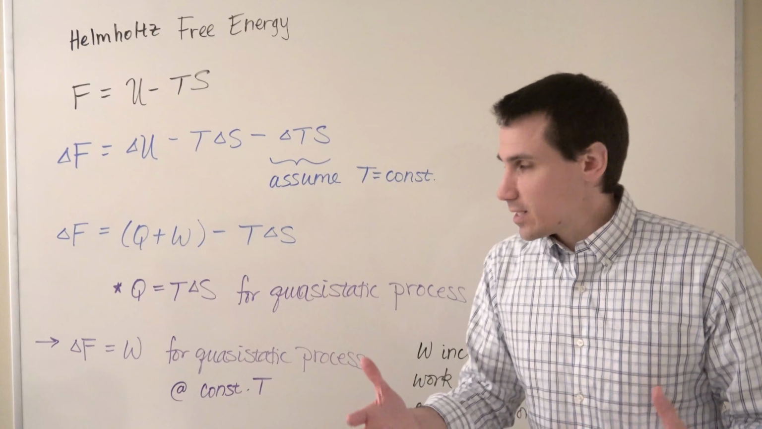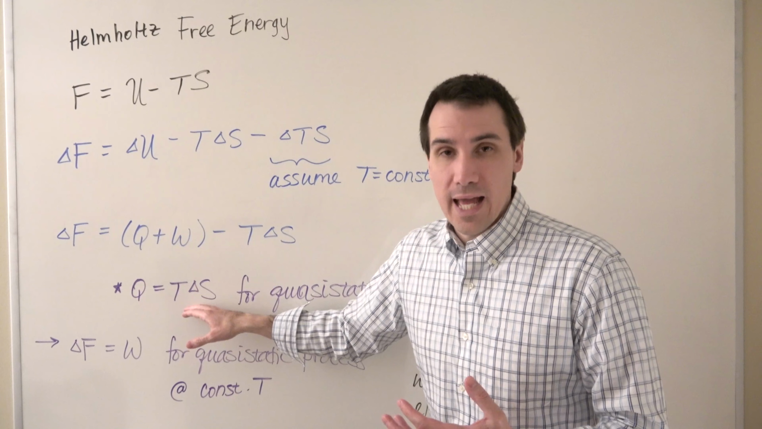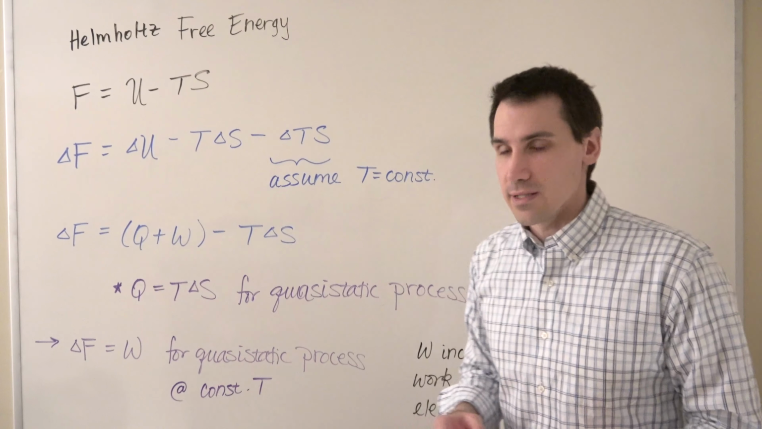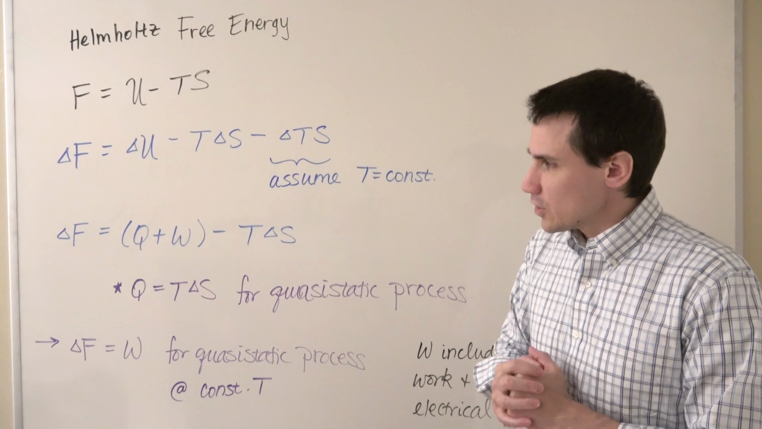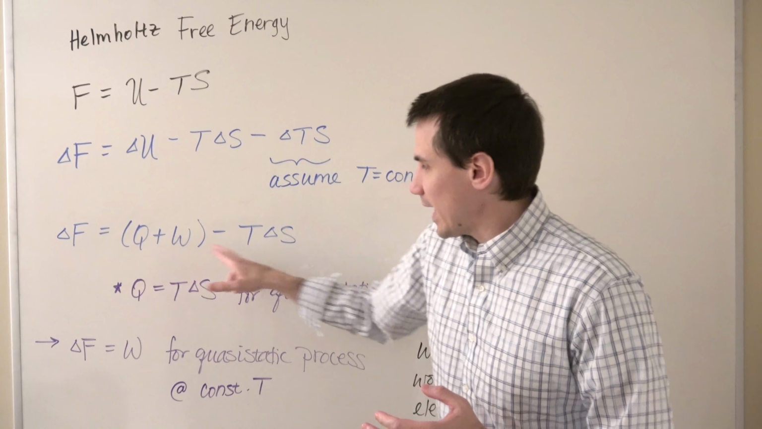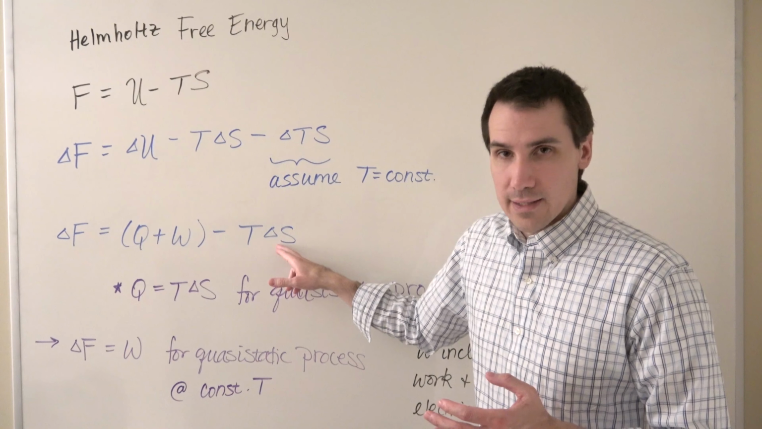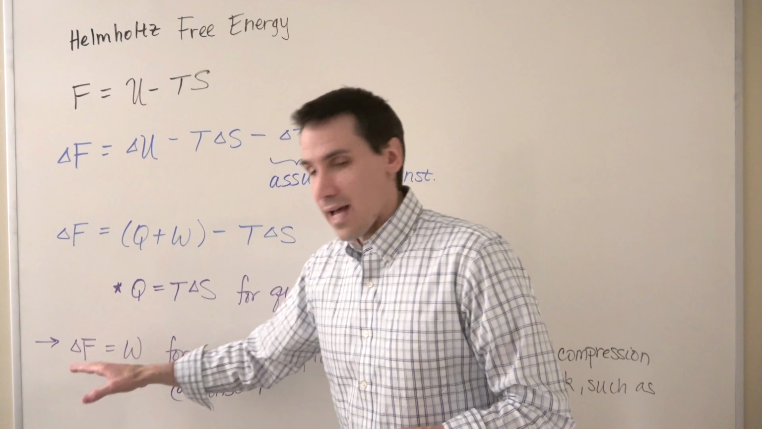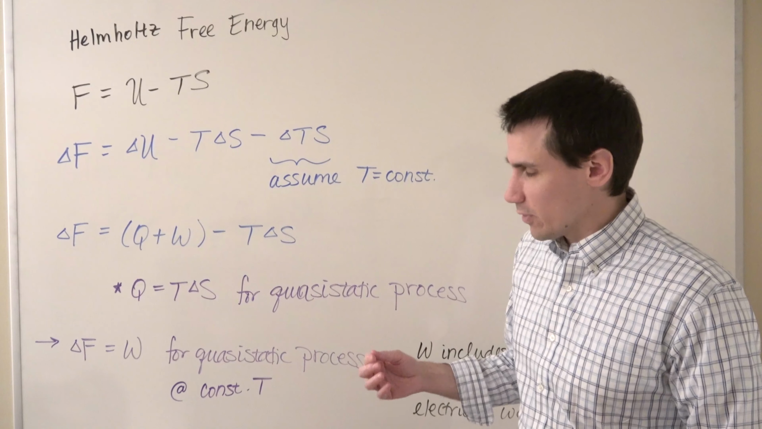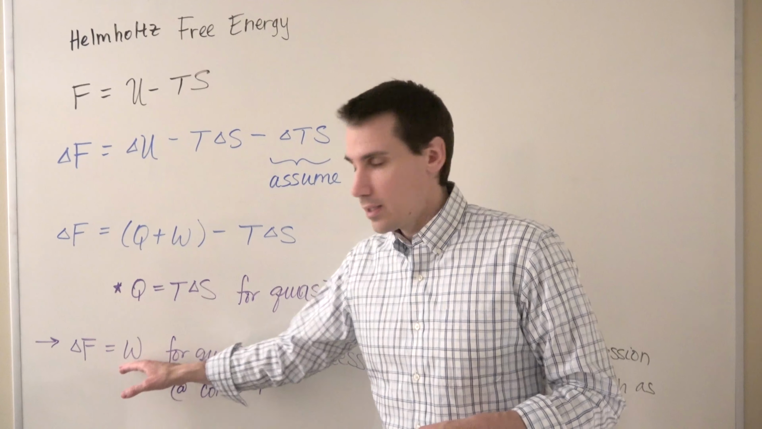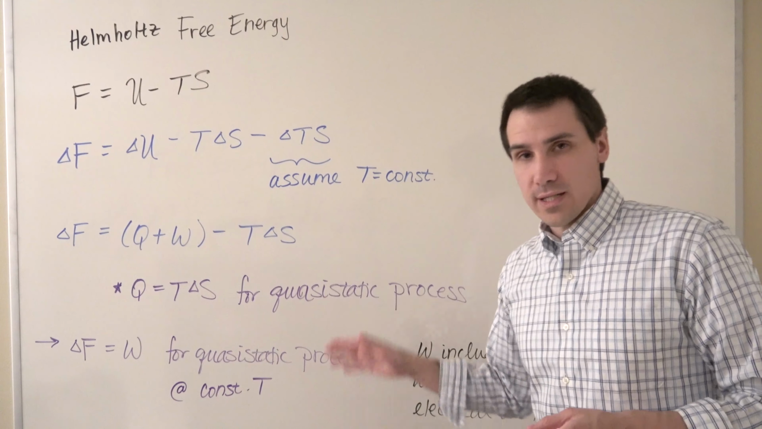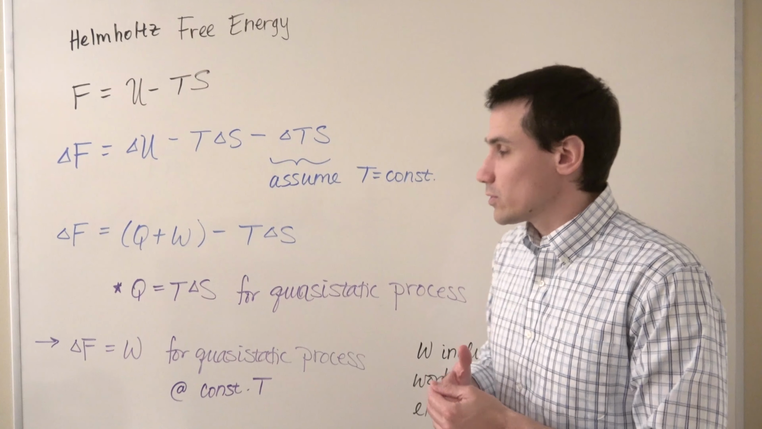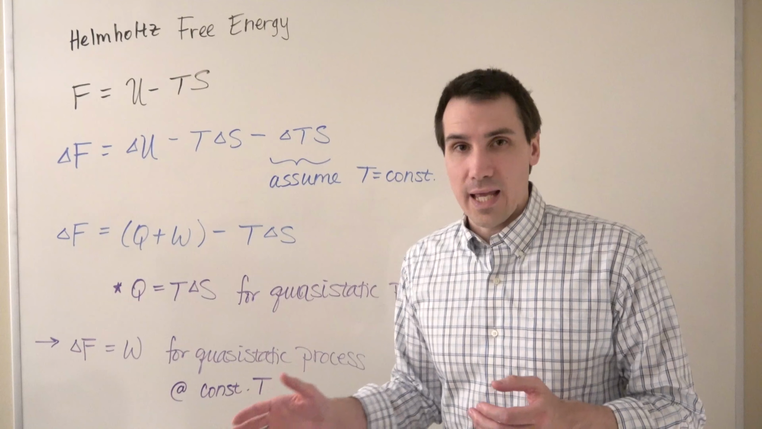So if heat enters the system, I can tell you how much the entropy of the system changed. And if heat leaves the system, I can also tell you how much the entropy of the system changed. So with this, we can cancel out the Q and T delta S terms, and that leaves us with an equation for delta F, the change in the Helmholtz free energy, as being equal to the work. So for a quasi-static process at constant temperature, the change in the Helmholtz free energy of the system is equal to the work that that system can do.